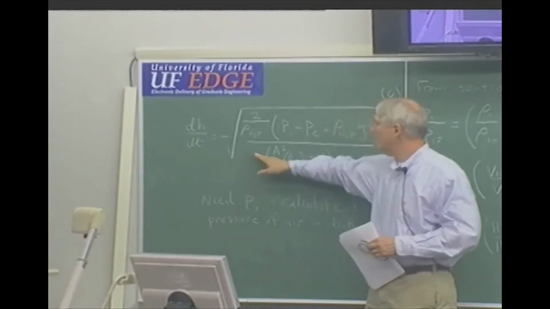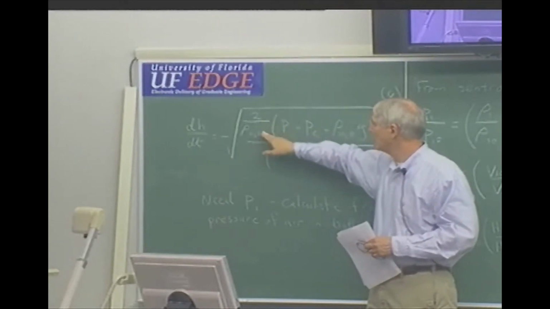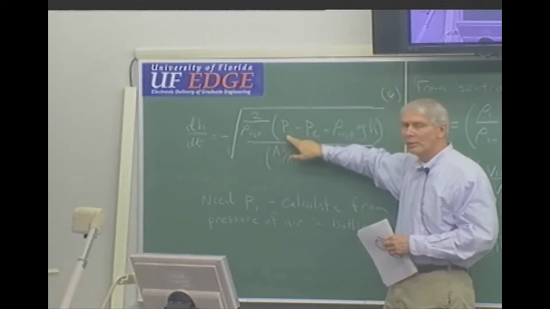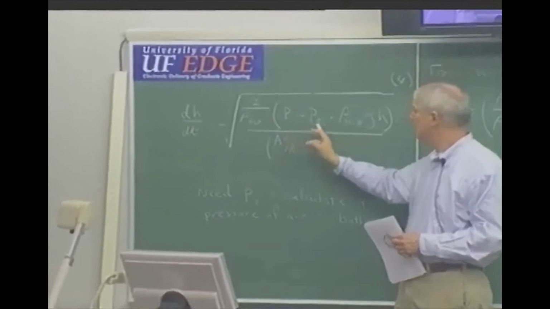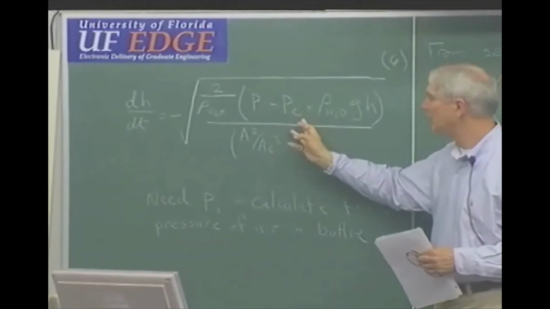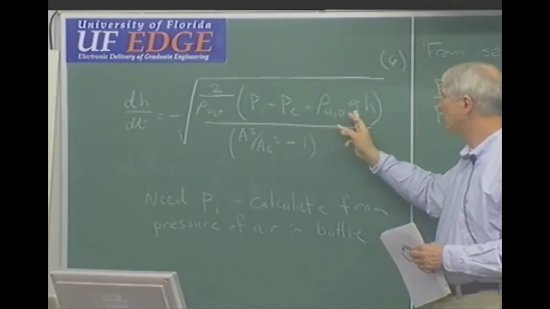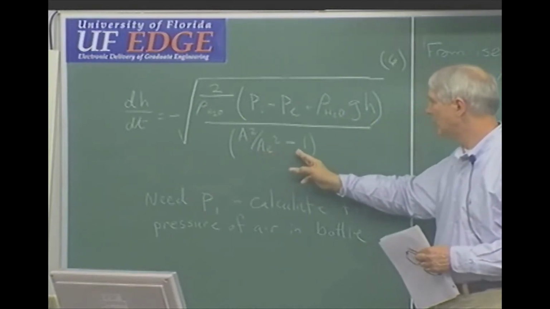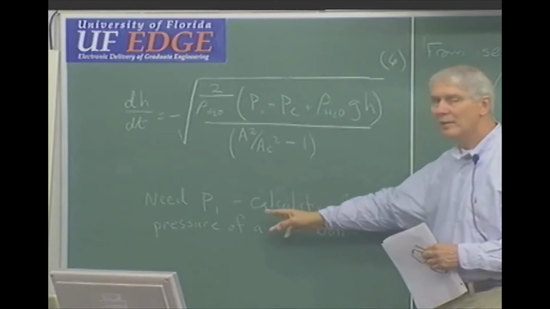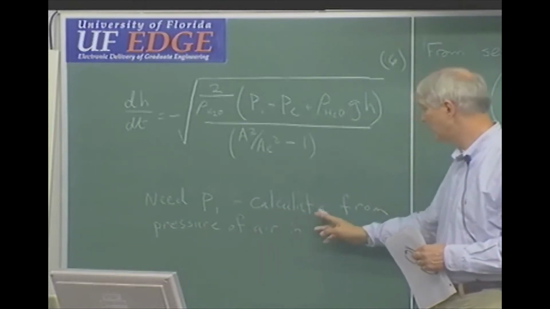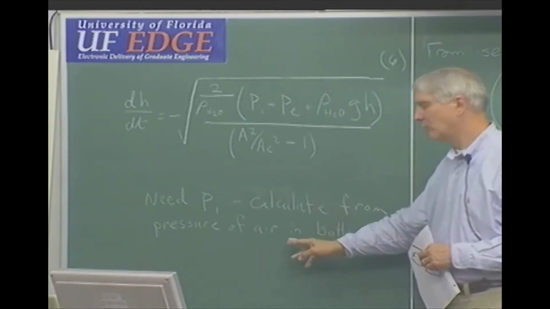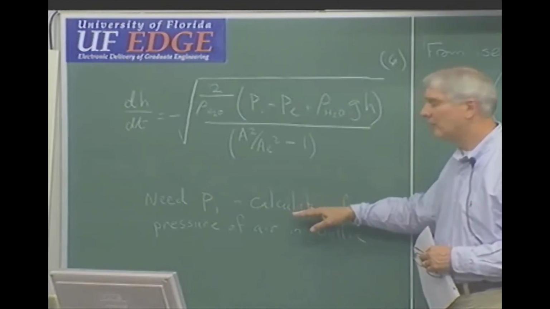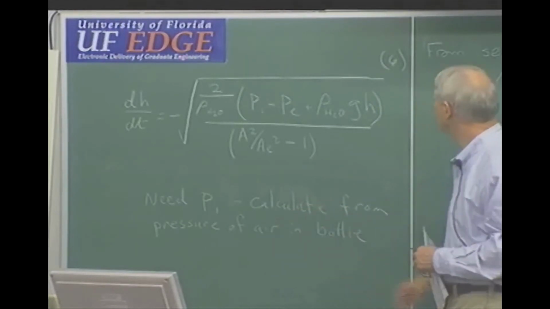The exit velocity is given by this expression here. We have 2 over the density of water times the pressure in the bottle, P1, minus P exit, which is atmospheric, plus the density of water times g h, divided by the square of the area ratio minus 1. All right, we need the pressure in the bottle. That's P1. We're going to calculate that from the pressure of the air in the bottle. That's the pressure at the top surface of the water.